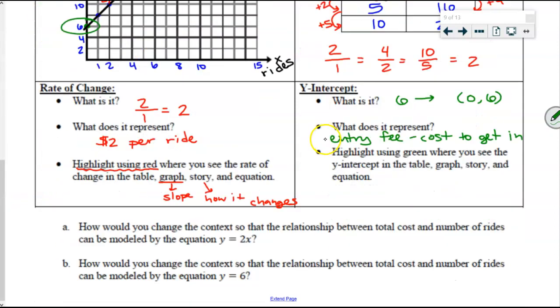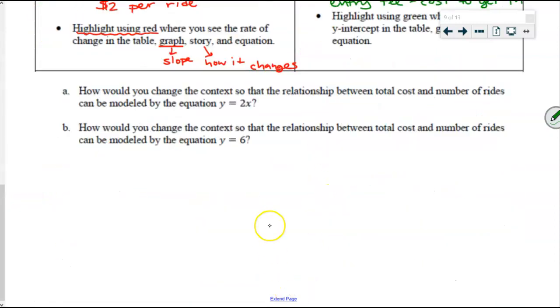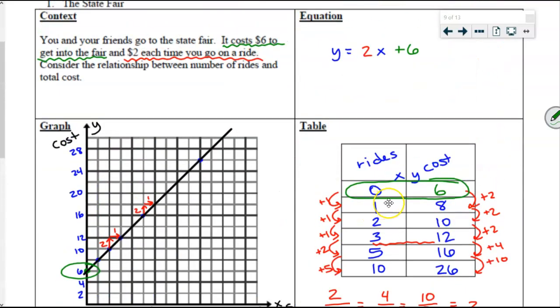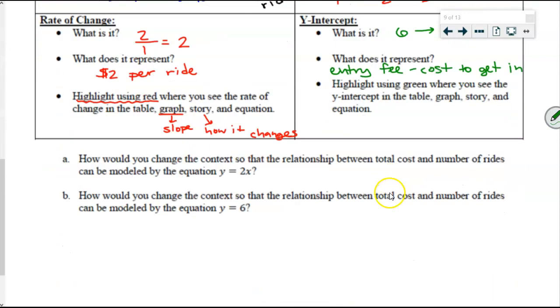These are some deep thinking questions. How would you change the context so that the relationship between the total cost and the number of rides can be modeled by the equation y is equal to 2x? What if I didn't want the equation to be y equals 2x plus 6? What if I wanted it to just be y equals 2x? How does that change the story? Kale.